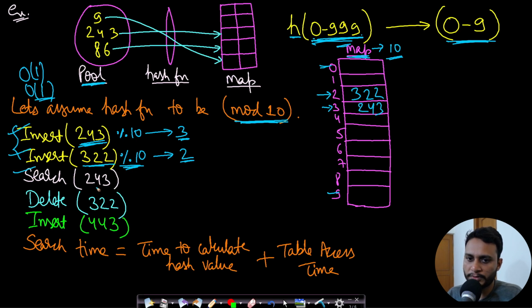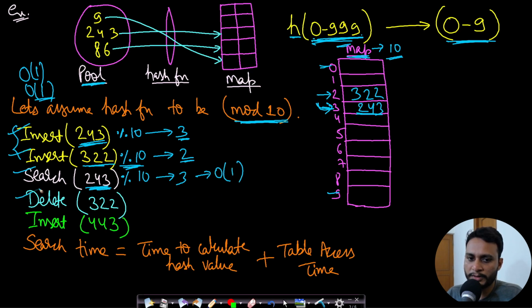Let's say you want to search element 243. Now 243 will be given to the hash function, which will apply mod 10 on this value. The result will be 3, so we will go to slot 3. Now we will check if the value part contains 243. Yes, the value contains 243. So we have found that 243 is present at index 3. This is also done in O(1), right?